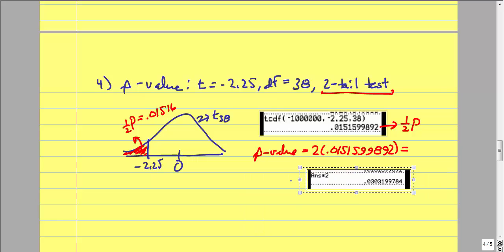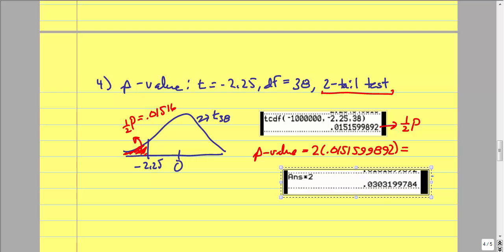So again, if they asked me to round to 2 places, I'd do 0.03. If they said 4 places, it's 0.0303. So for this one, I'm just going to take it out to 4 places. Now I don't want to round before I get there, because if I do round too far ahead, then I'm going to get an incorrect solution. So my p-value here again was 0.0303.